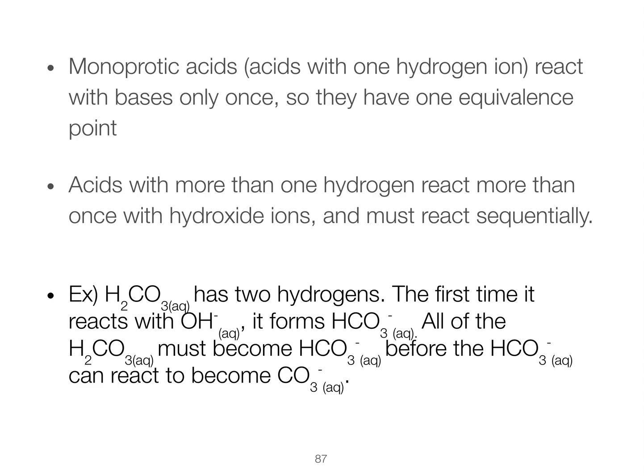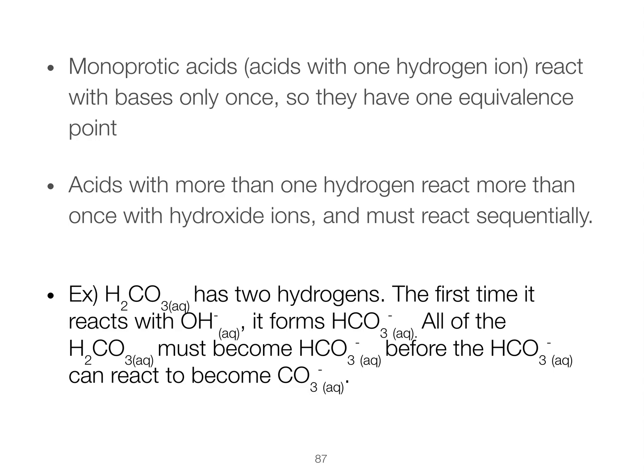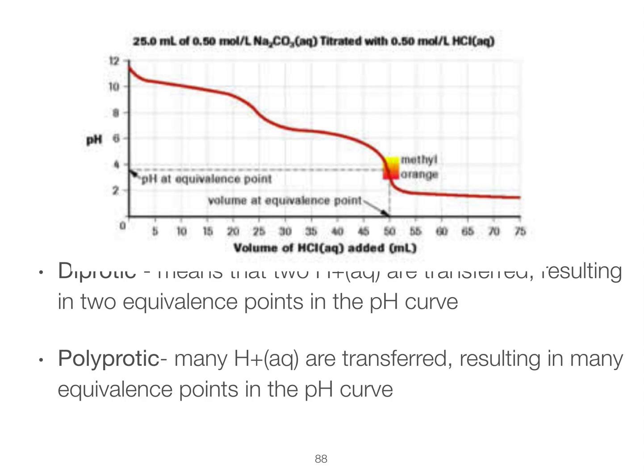Like we can determine if it's monoprotic or polyprotic. Monoprotic acids will only be able to react with a base once, so we end up with this one equivalence point, one vertical region. But if we have more than one hydrogen, if it's a polyprotic acid, then you will end up with more than one equivalence point, or if it's a polyprotic base.